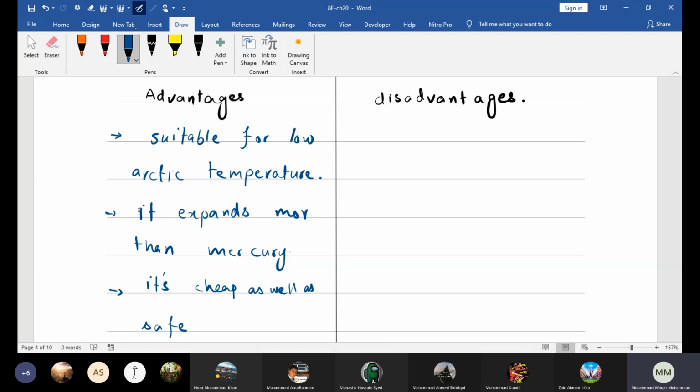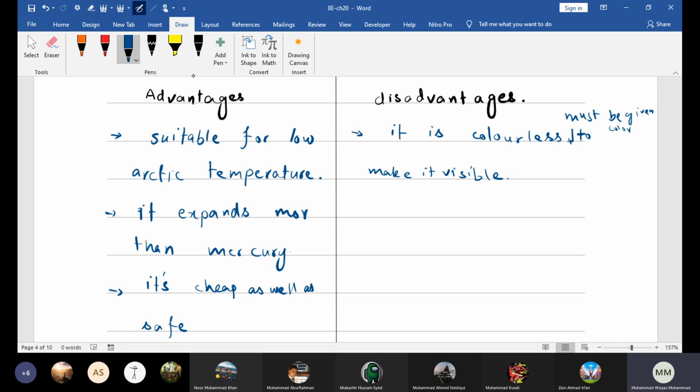So let's now discuss disadvantages. Beta, a disadvantage is that it's colorless, so it is not easily visible. Shabash. So it's colorless, so to make it visible it must be given color.